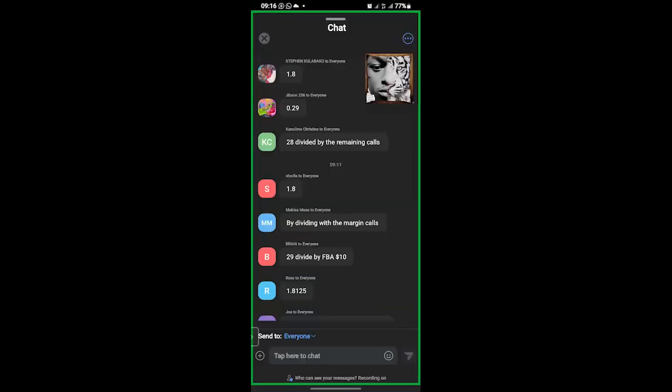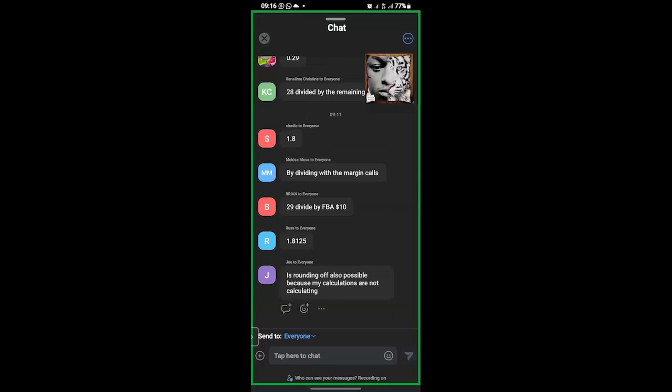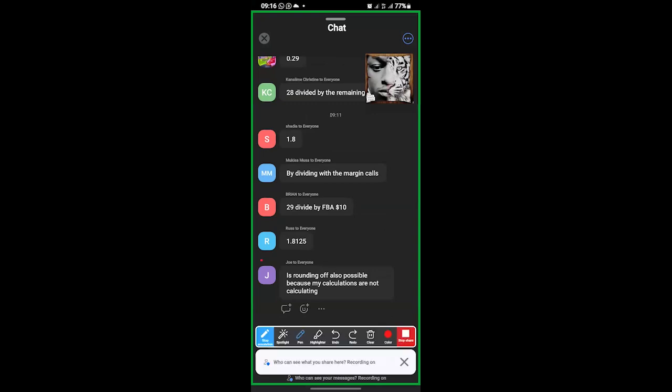Is rounding off also possible because my calculator is not calculating? I said you can avoid the decimal points. If it is like 29.3, you can decide to take 29, right? But when you divide, you can come up with the 2.93. So this is what you can pull. So don't round off a lot of capital which you don't have.